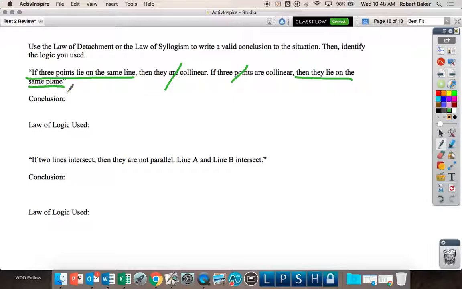And what kind of logic is that? Well, you have 2 options. Is it detachment or is it syllogism? Syllogism, that's that long train rule. If you get put on hold too long, then you get frustrated. If you get frustrated, then you go blow off steam. If you blow off steam, right? Remember that? That's the law of syllogism.